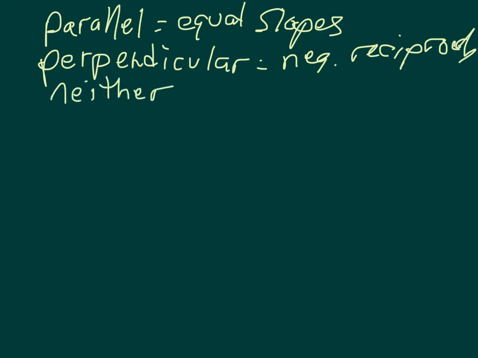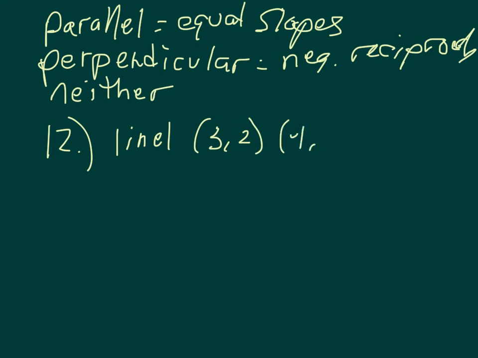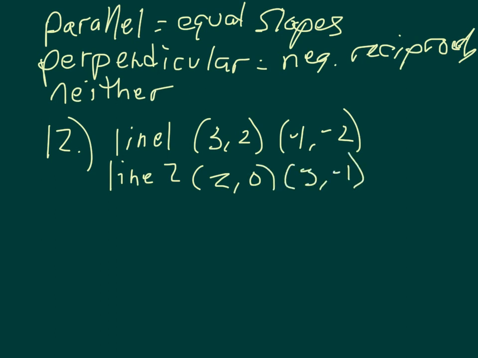Let's look at 12. So what I got: line 1 has 3, 2, and negative 1, negative 2 on the line. Line 2 has 2, 0, and 3, negative 1. And all I got to do is find the slopes on these lines.